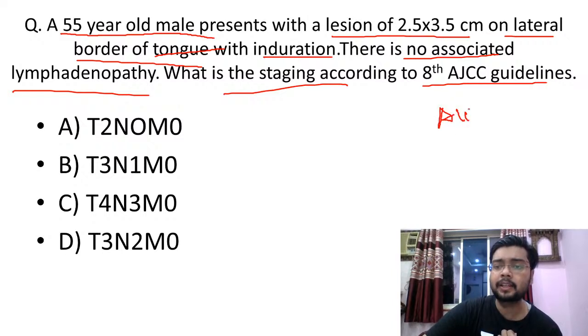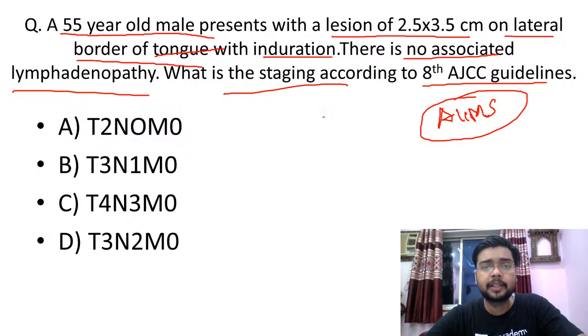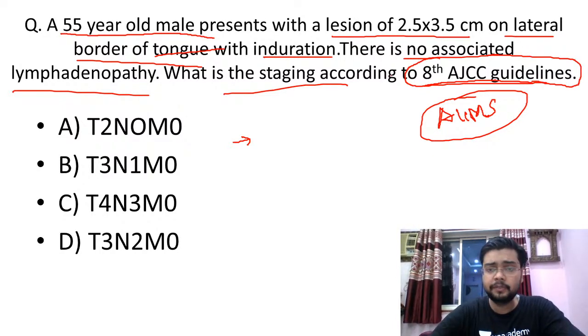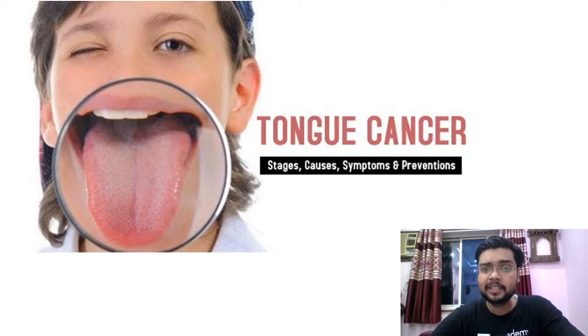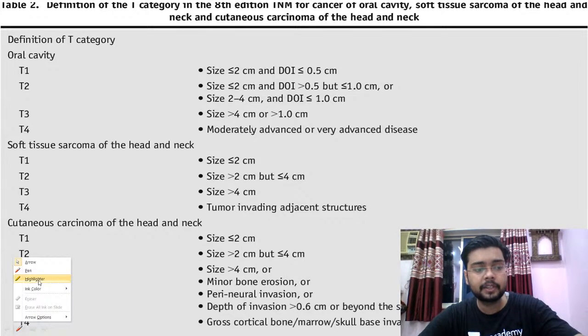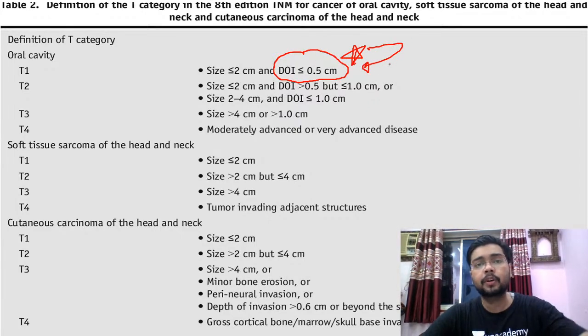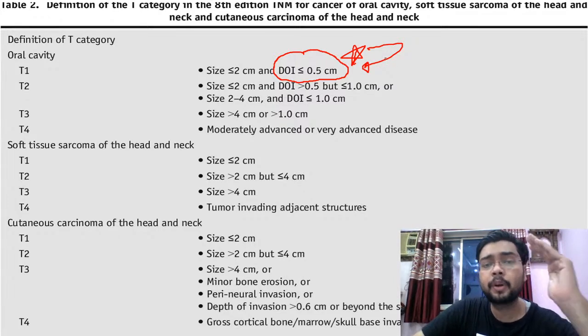So it was asked in one of the AIIMS examinations, and this was a recall question. Why am I saying that it is a recall question? There is a possibility that things are missed, because your 8th AJCC guidelines have something updated in them that is not mentioned here. If you have seen the 8th AJCC classification, you will observe that from the previous classification they have now included the depth of invasion of the tumor.